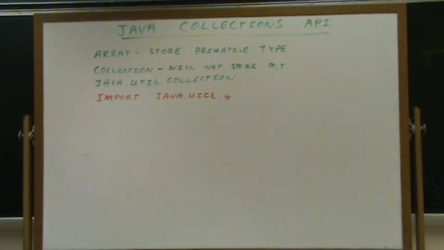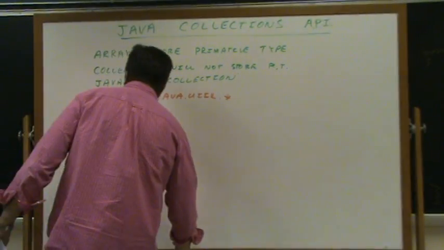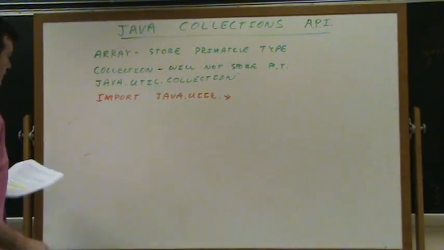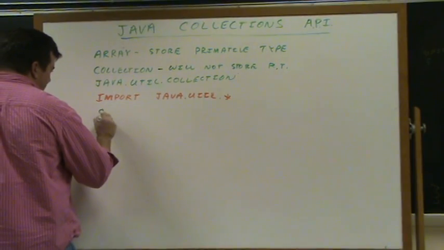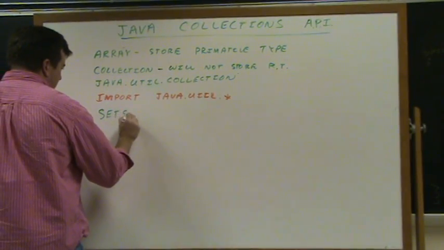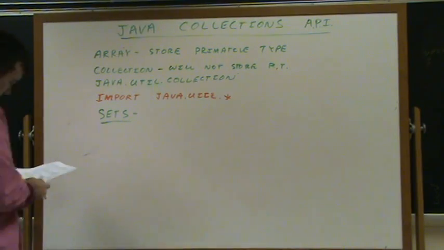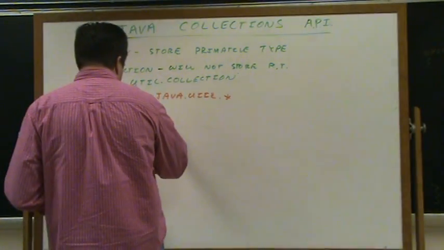Okay, so now let's go over just some of the overall ideas of the collections. We could have types that are sets. What we can do is make a group of things be a set, and they cannot contain the same value more than once.